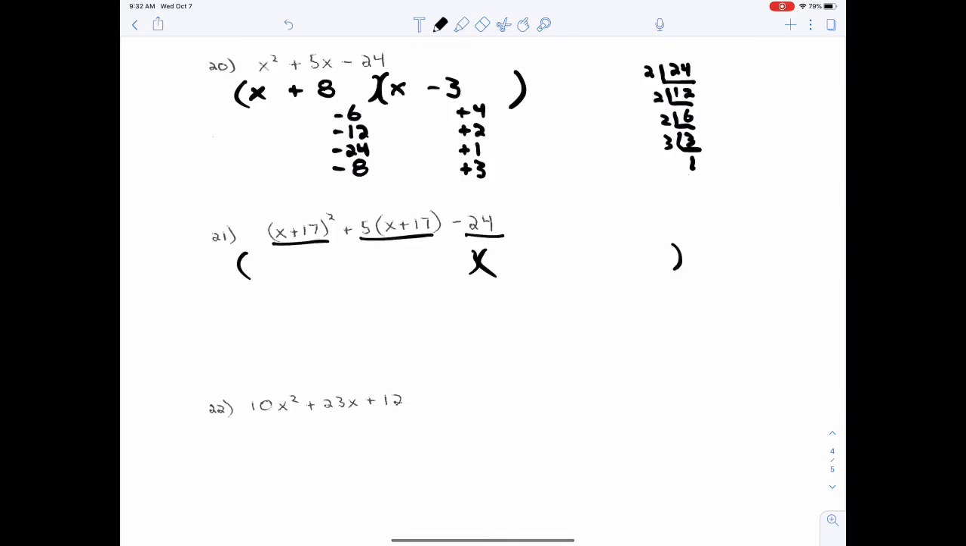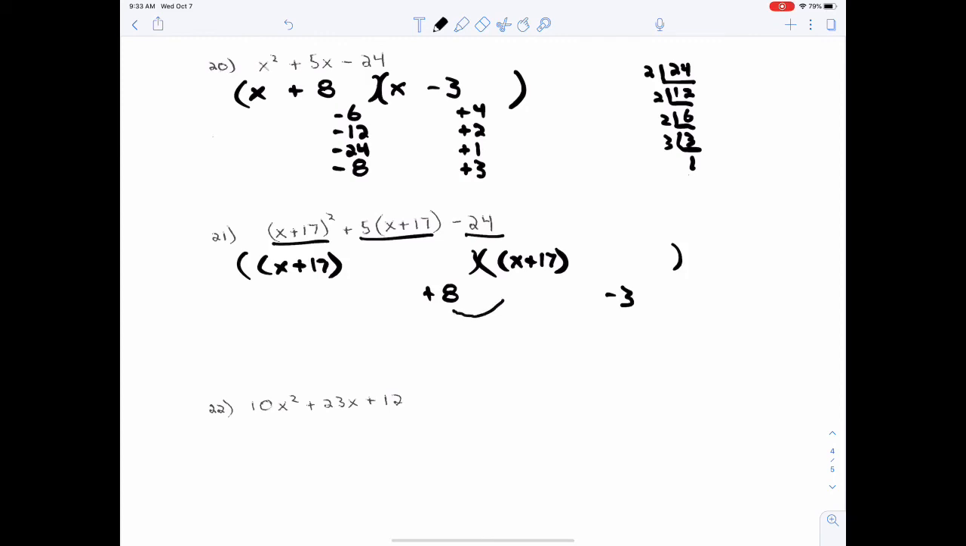So let's look at the first. Don't worry about that middle term. What times what gives you x plus 17 quantity squared? x plus 17 times x plus 17. Okay, what gives you -24? Well, I'm just going to kind of try, for reasons I'll get to in a second, +8 and -3. What does that give you in the middle?